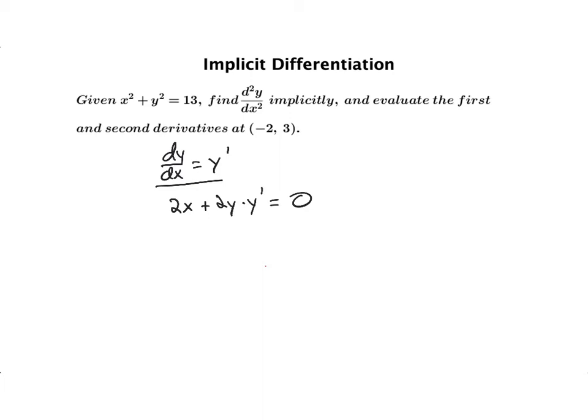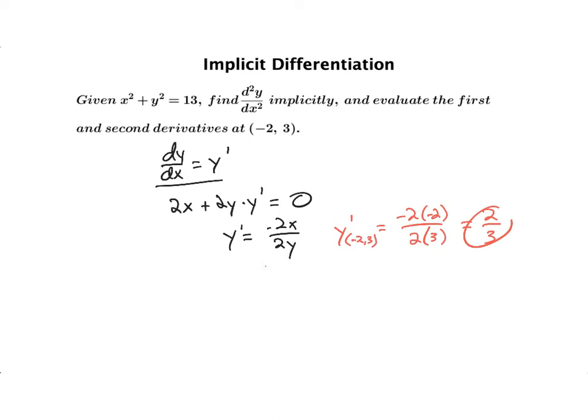Next, we'll separate the y prime term from the non-y prime terms and solve for y prime. So y prime is going to be negative 2x over 2y. And last, we'll evaluate y prime at negative 2, 3. So that's going to be negative 2 over x, which is negative 2, over 2 times y, which is 3. And that gives us 4/6 or 2/3. And that's our first derivative.